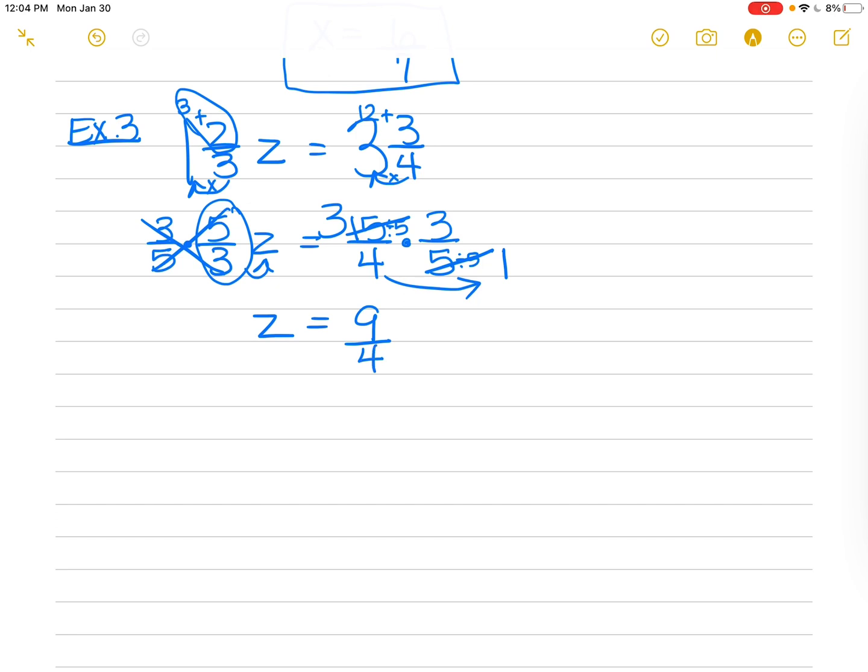I don't leave my answer like that. I need to change it into a mixed number. So 4 goes into 9 2 times. 1 is left over, and the denominator stays 4. So that is my answer. Z equals 2 1/4.